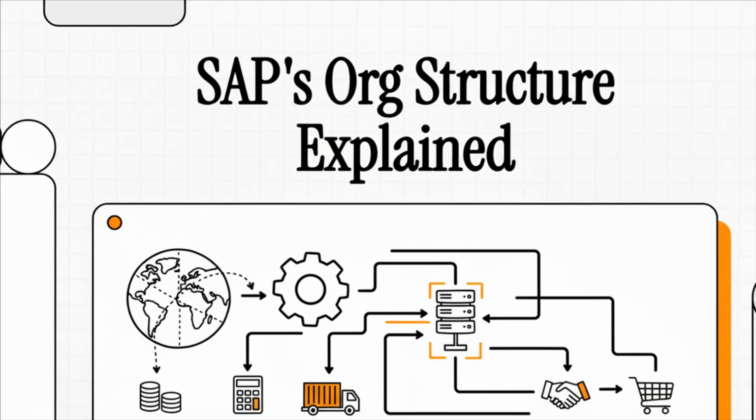Have you ever stopped and wondered how a gigantic company, say like Tata Motors, with factories and sales offices all over the globe, actually manages to keep everything running smoothly? Well, the secret sauce is something called a digital blueprint. And today, we're going to break down exactly how SAP builds it one piece at a time.